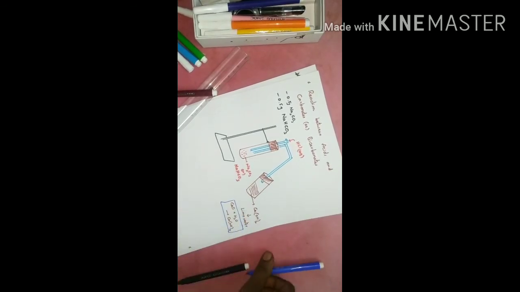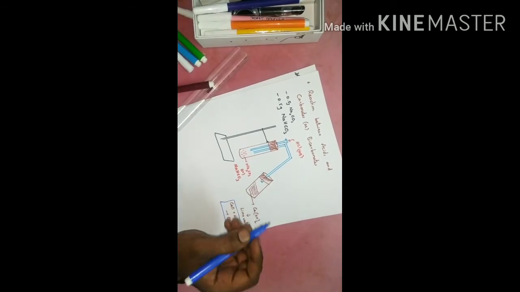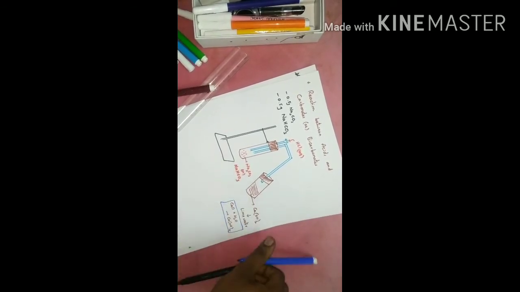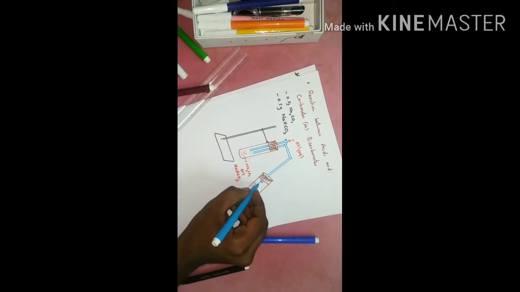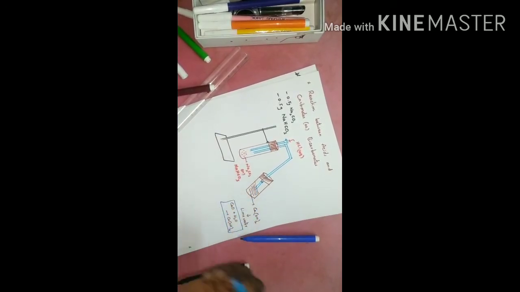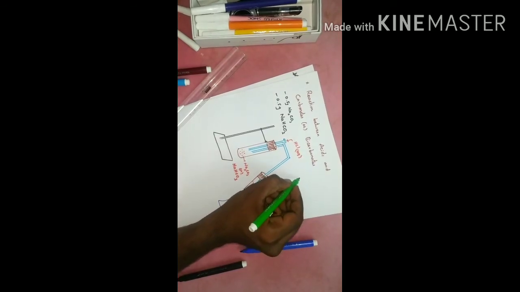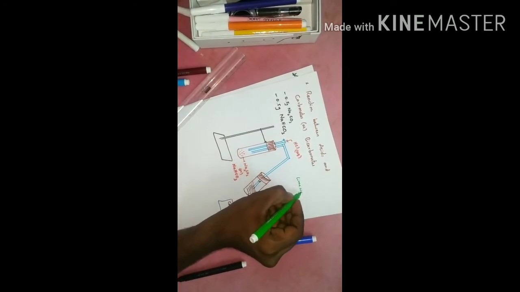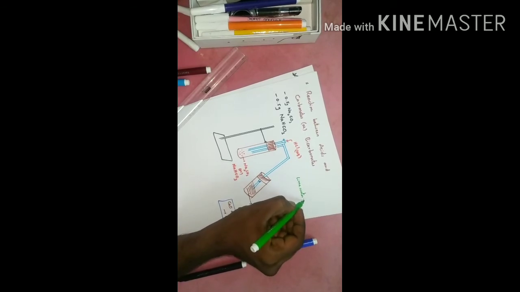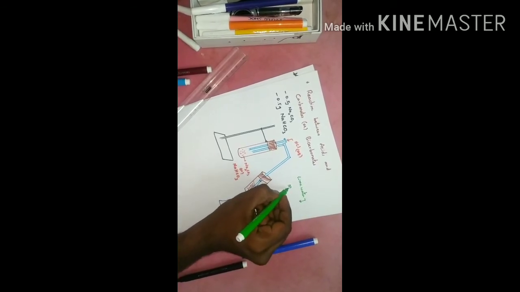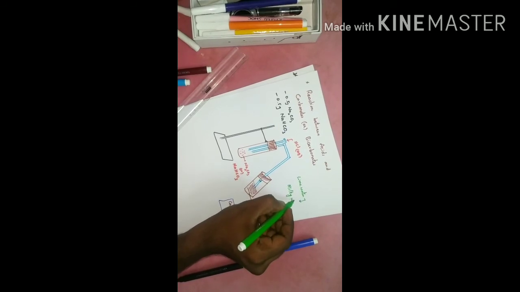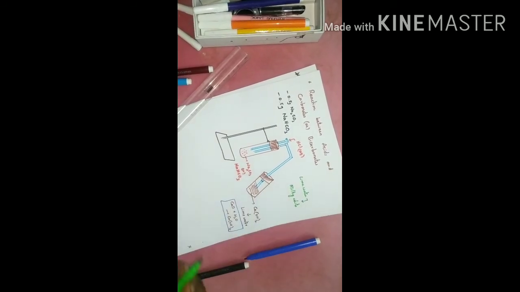Now what happens here? When these gases enter into the other tube in which lime water is present, then the color of this lime water will change. How does the color of this lime water change? Lime water is generally a plain white color, but it completely turns into milky white.